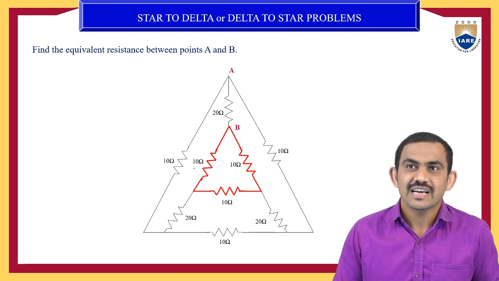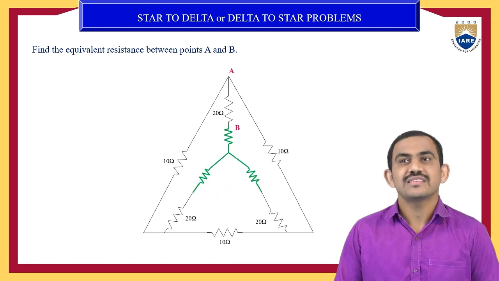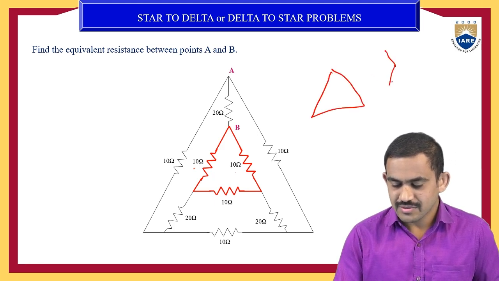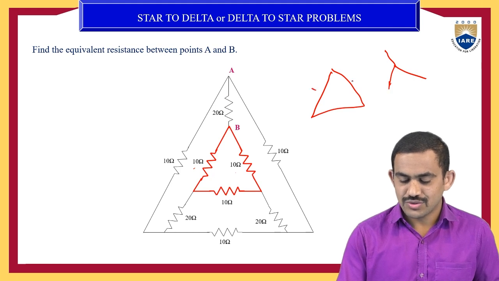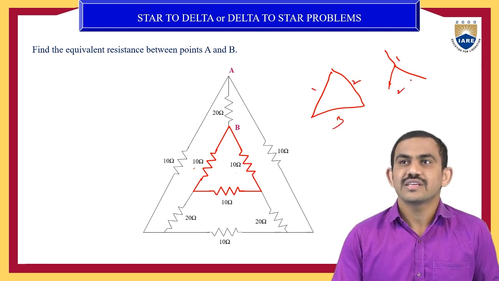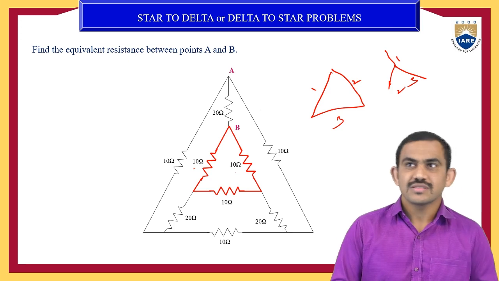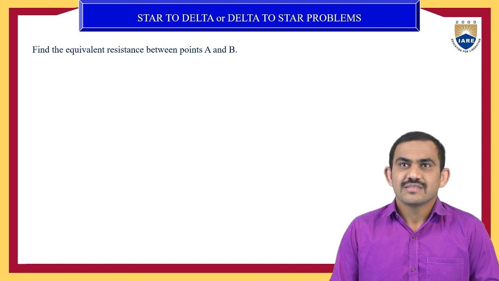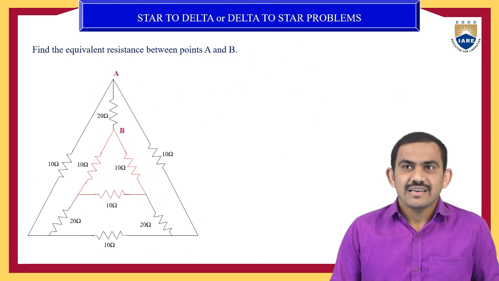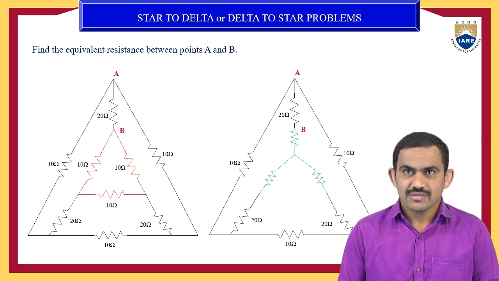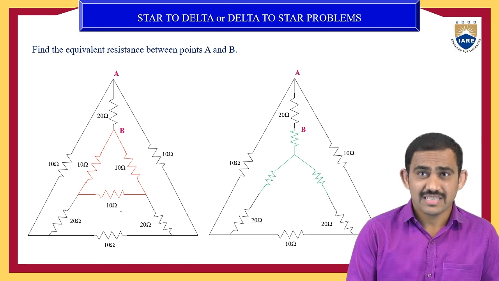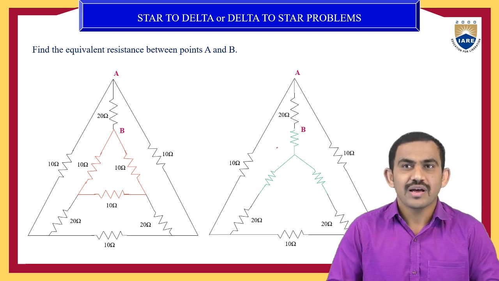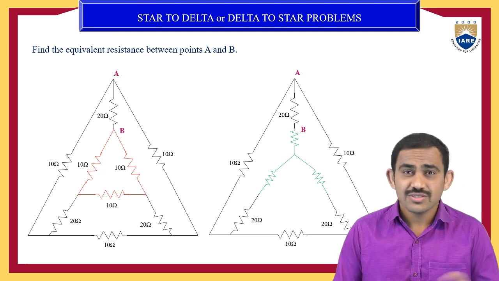This delta network is converted to three unknown resistors, that is a star. So we have the delta, then converted to star, with resistors 1, 2, 3. This is your delta network and this is your star network. It is the same network, but the delta connections are converted to star connections. For this we have a formula, that is the delta to star formula.